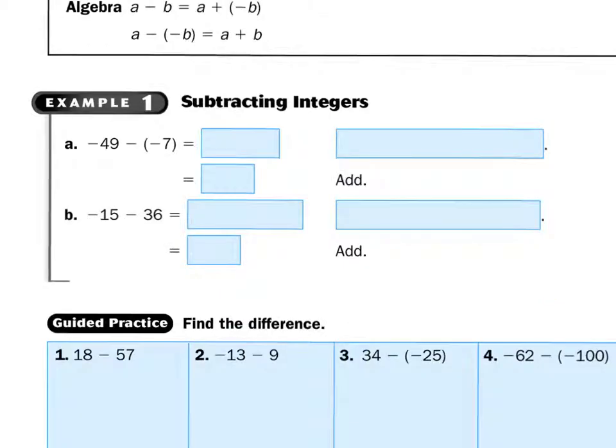In example 1, let's subtract some integers. We have negative 49 minus a negative 7. The negative 49 stays the same, the minus sign becomes a plus sign, and the negative 7 becomes a positive 7. Negative 49 plus 7 is a negative 42. So we added the opposite of negative 7.